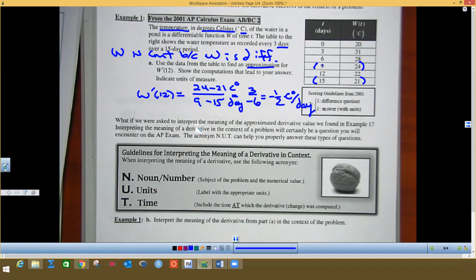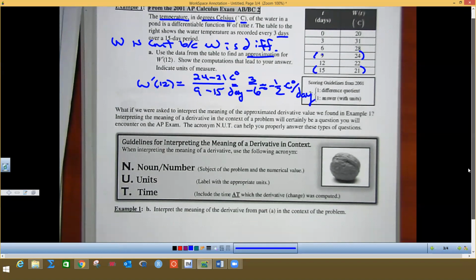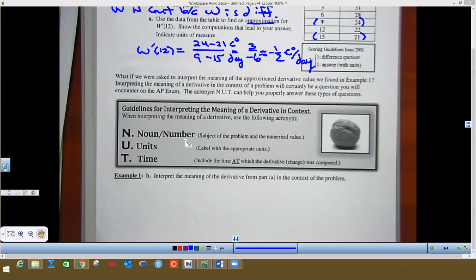Now, what if we were asked to interpret the meaning of this approximation? And again, this is an approximation. I should have put squigglies, but it's not wrong if you don't. We want to use the acronym NUT to remember how to do this. We need to say a noun of what we're talking about, use the units, which we've got right here, and then include at which time, that 12 that's up here as the time.